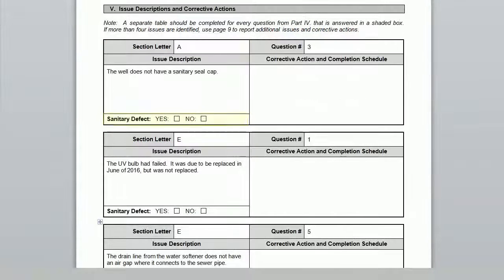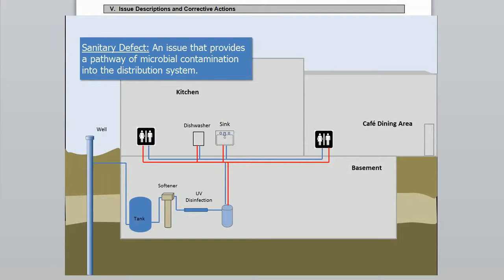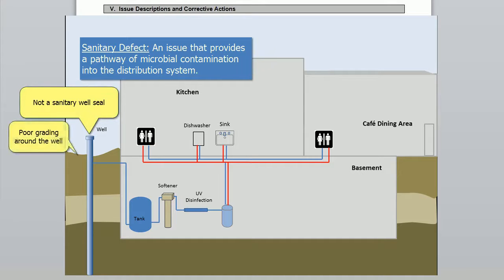The question below the description box asks if this is a sanitary defect or not. What does this mean? First, anything that provides a pathway of contamination into your system is a sanitary defect. Here's a diagram of our example Transient Non-Community Water System. A pathway of contamination could be a non-sanitary well seal or perhaps poor grading around the well. These would be considered sanitary defects because they are pathways of contamination.